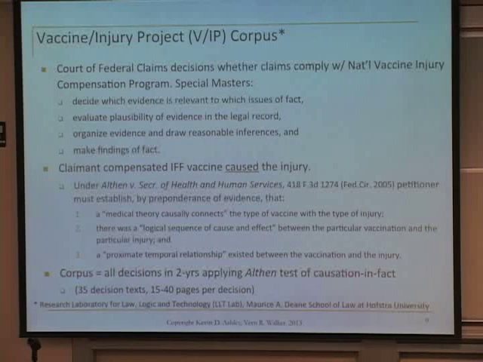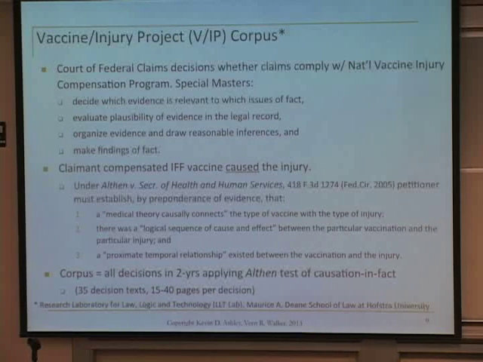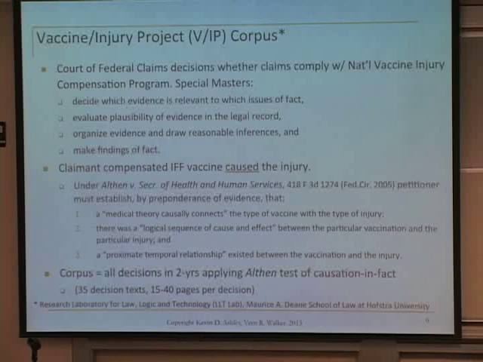Under this compensation program, the claimant is compensated if and only if the vaccine caused the injury. And the Federal Circuit has issued a decision, the Althen decision, that lays out the rules for what that means, how you show causation. There are 3 requirements.